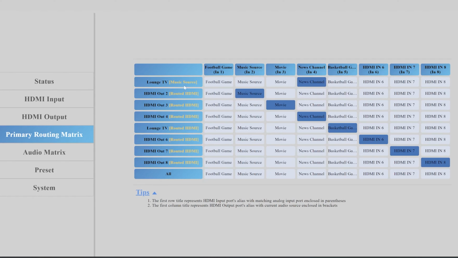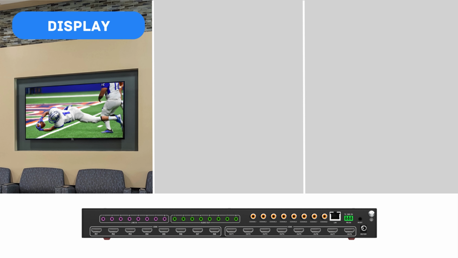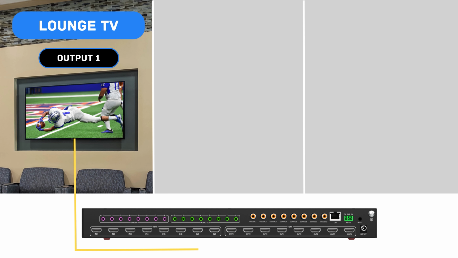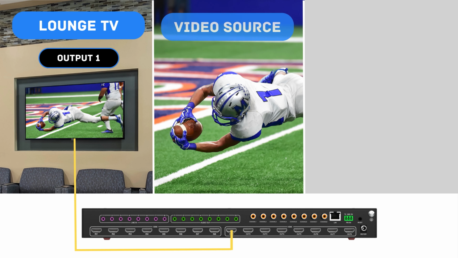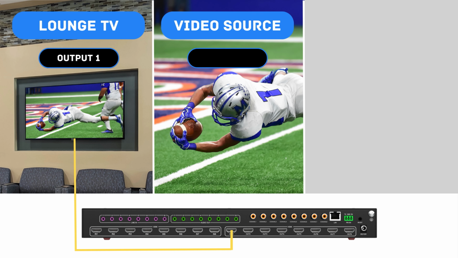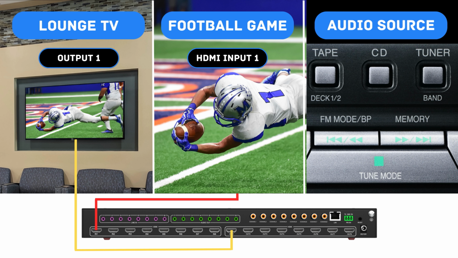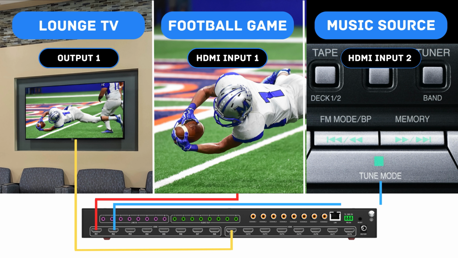However, it's important to note that only analog and SPDIF output share the same audio signal. Although the HDMI output appears to be grouped with them, it can be assigned a completely different audio source via the HDMI output tab. Alright, so starting off with our first use case, let's say that you want to do some basic audio embedding. So you have your display. Let's just say in this case, it's output 1, which is our lounge TV. You want to have your video source on HDMI input 1, which is a football game. And you want to embed audio from HDMI input 2, which is a music source.